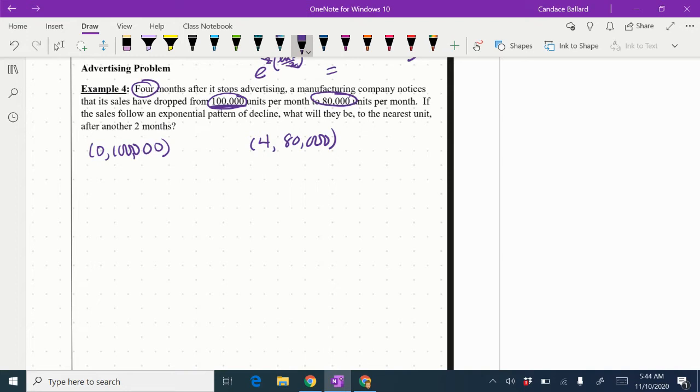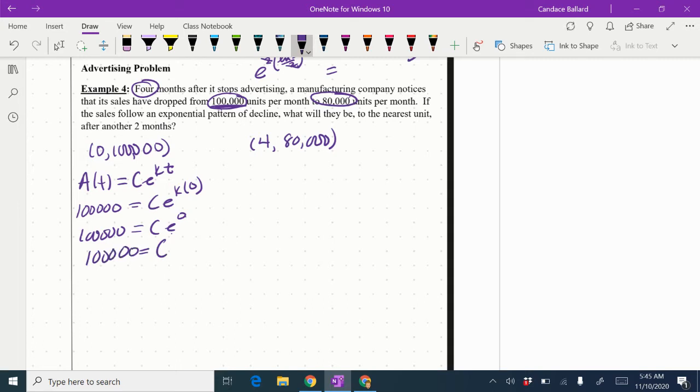So we're going to use our exponential formula: A of t equals C E to the KT. I am going to plug in my initial condition to begin solving for the C. For the Y value, I'm plugging in 100,000 equals C E to the K times 0. We know that K times 0 is 0, and E to the 0 power is 1, so C has to be 100,000. So our new equation would be A of t equals 100,000 E to the KT.